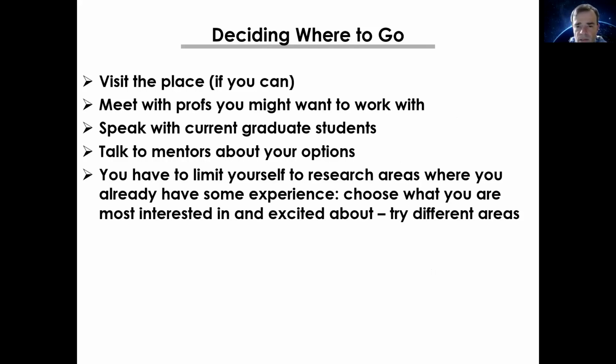You don't have to limit yourself to research areas where you already have some experience. Choose what you're most interested in and excited about. If you have done some research in one field, you can certainly swap fields at the graduate level. And maybe you want to try some different areas in the beginning of your graduate school just to see what you really like.